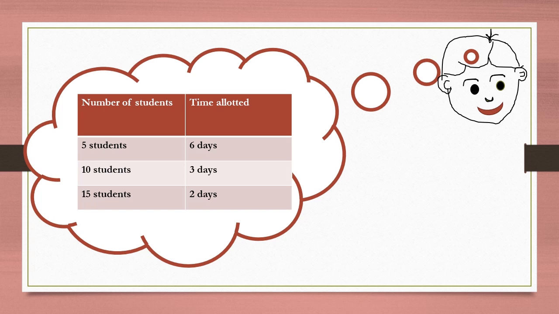And since we can do more work, the time will reduce. So he said that if we take double the students, then the time will be reduced to half. So 10 students, 3 days. That means if we employ 15 students, it will take 2 days. Now this way he has calculated.